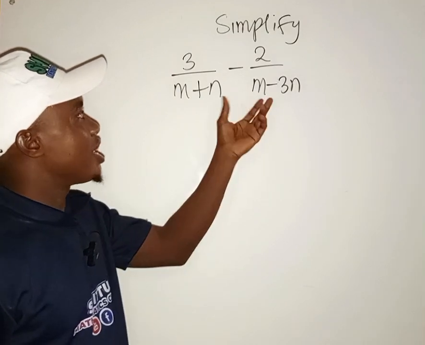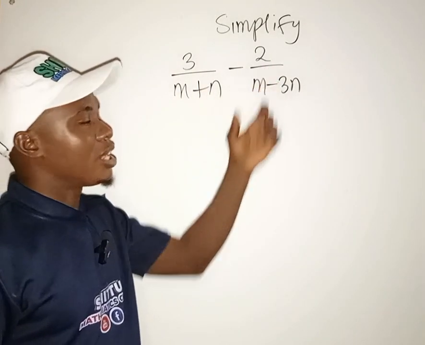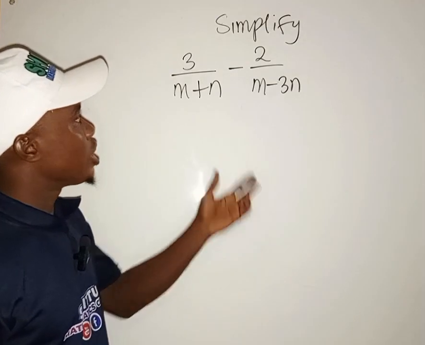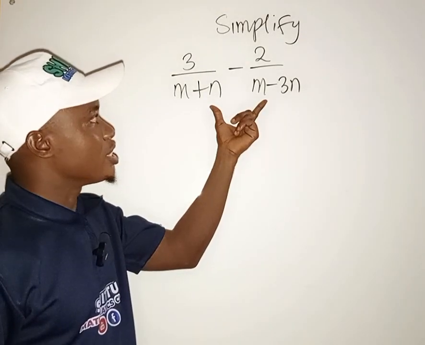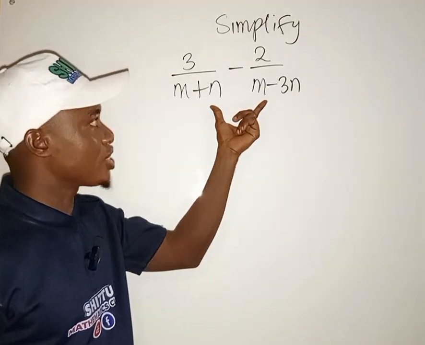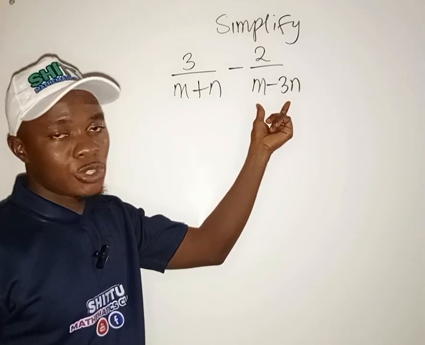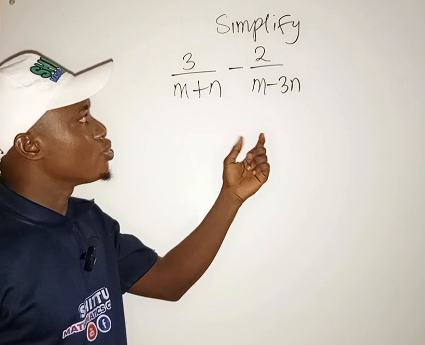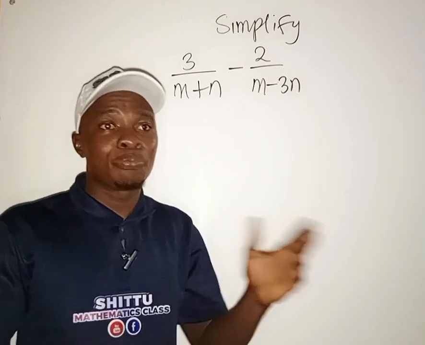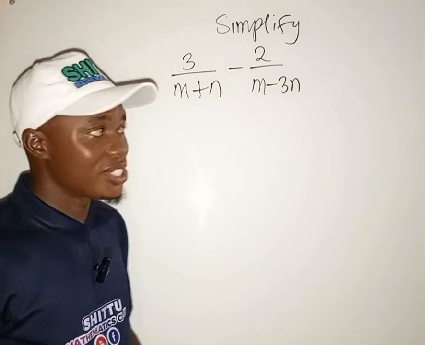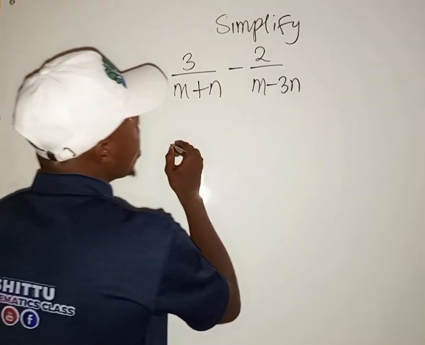Now this is a subtraction of algebraic fractions. We need to take the LCM of the two fractions. We have m plus n here, and m minus 3n as the denominator here. To get the LCM, just multiply the two together and you have your LCM.